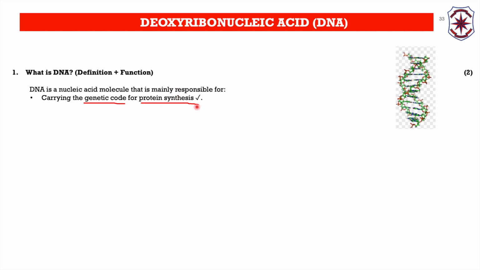Cells have the ability to make their own proteins. So, synthesis or to synthesize simply means to make, to manufacture. Okay, so when you are making something, we say that you are synthesizing that particular thing. Now, what is it that we are synthesizing in this case? We are synthesizing, or we are making proteins. Okay, so cells have the ability to make their own proteins.